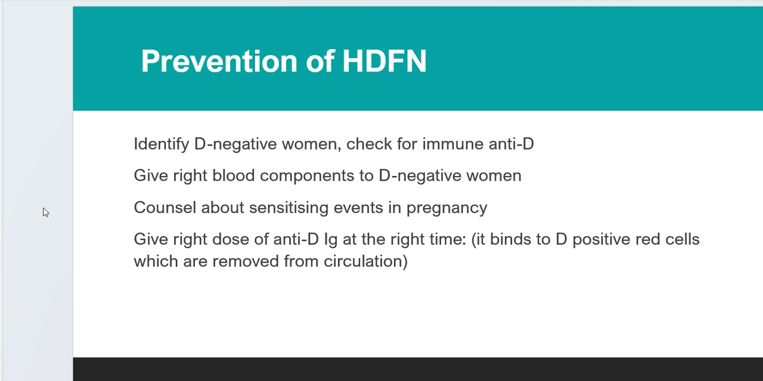Prevention of hemolytic disease of newborn. Identify the D negative woman, check for immune anti-D. Give right blood components to the D negative woman. Counsel about sensitizing events in pregnancy. Give right dose of anti-D immunoglobulin at the time. All these points can help in prevention of hemolytic disease of newborn.